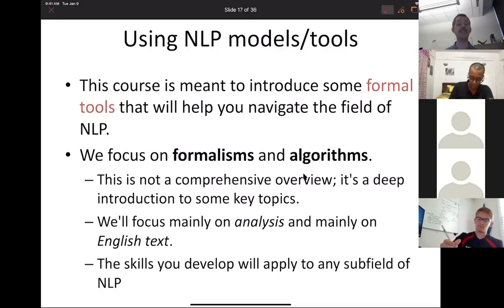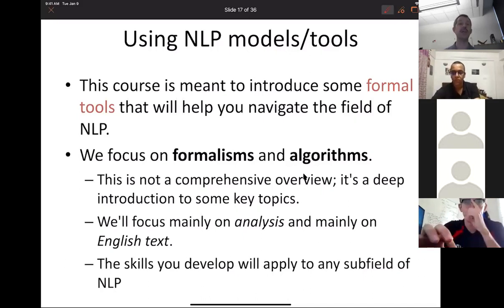It's not a comprehensive overview. We have a deep introduction to certain key topics, and we focus mostly on analysis and mostly on English text, although we do have a couple of lectures on speech, and we do have a couple of lectures that relate to non-English NLP. The skills you will develop, however, will apply to any subfield of NLP, and we have found through experience that it's a very good introduction for people who are going on to do NLP in industry or elsewhere.